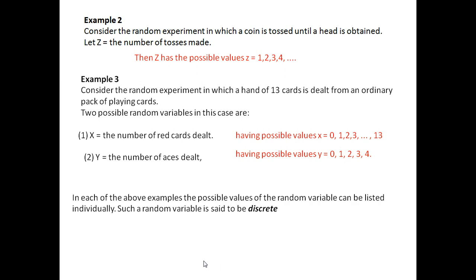In each of the above examples, the possible values of the random variable can be listed individually. Such a random variable is said to be discrete. We have discrete, separate values of the data collected.